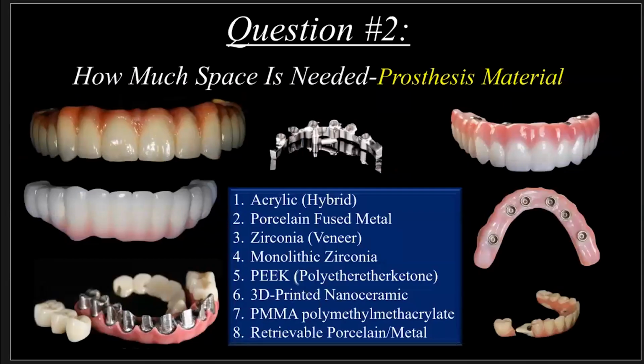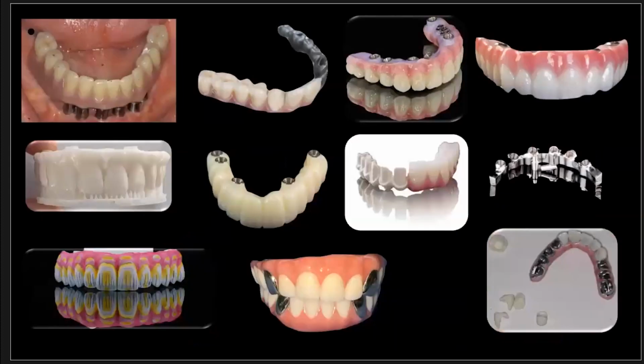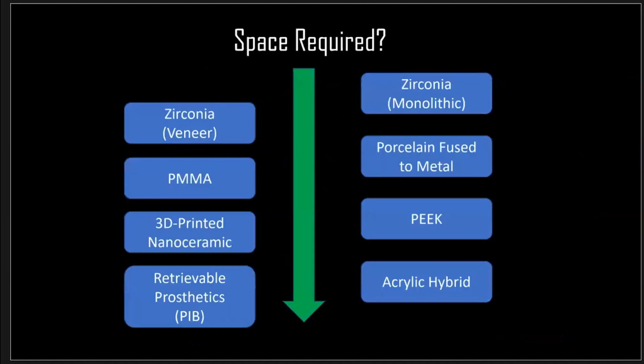We also have prosthetic materials. We have many different types of restorations that you can do through the lab. People are still doing porcelain fused to metal. The majority of them now are zirconia, but are you veneering the zirconia? Is it monolithic? Some people are doing PMMAs, 3D printed, or even retrievable prosthetics. And there are many different types of prosthetics that we're delivering to our patient here. Each one of them has its own space requirement that we need to think of prior to placing the dental implant.